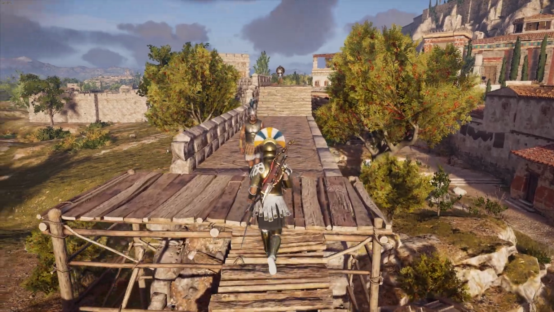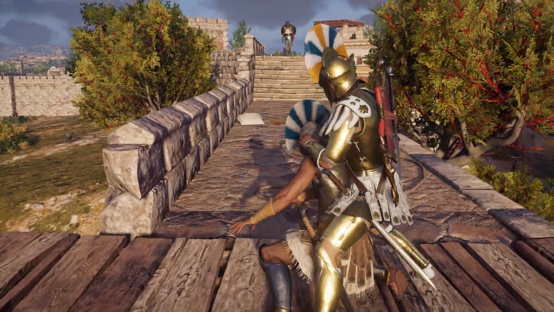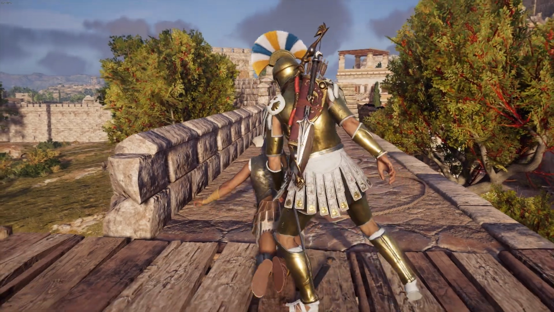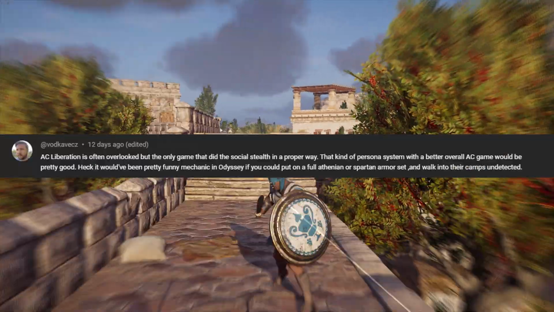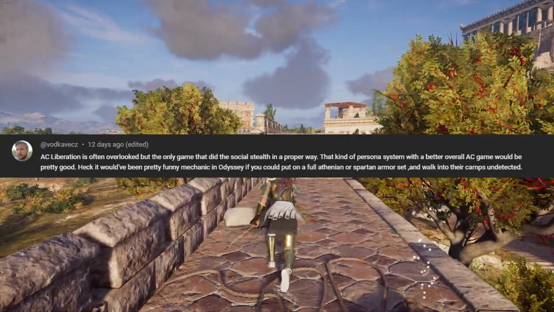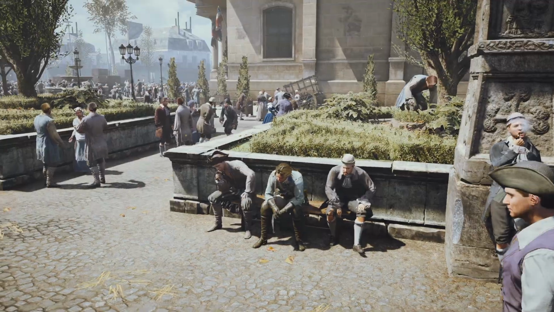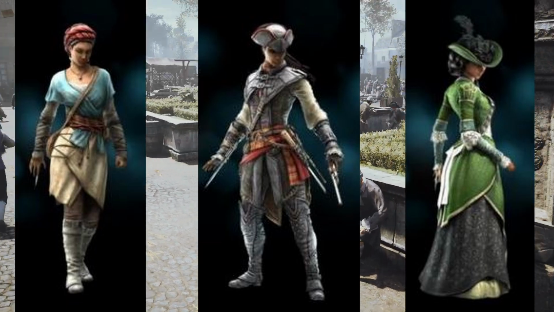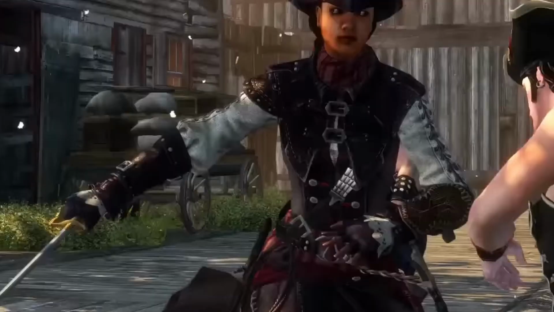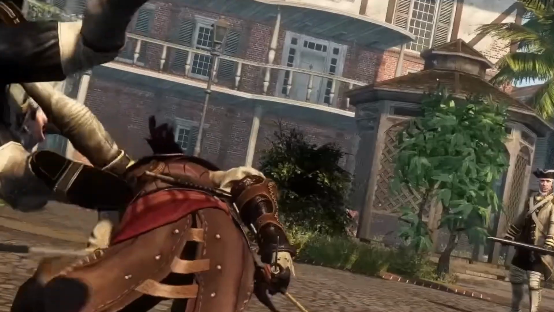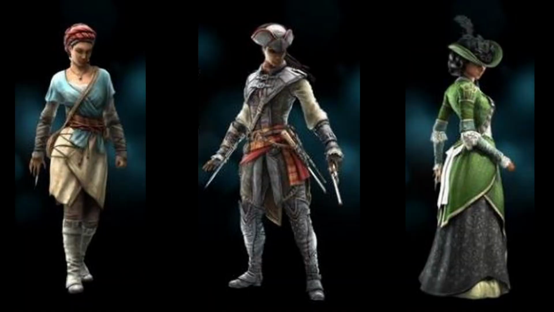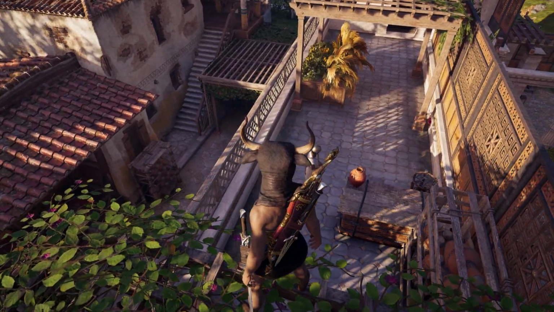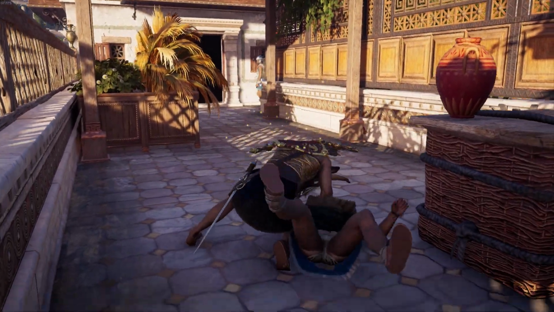In Odyssey, the player could wear Spartan or Athenian gear to enter camps without alerting guards. Alternatively, one commenter in my previous video mentioned the persona system in AC Liberation. For those who don't know or forgot, the persona system is a disguise system in the game. Evelyn, the protagonist, had 3 personas that she can change into, which would change her tools, abilities, and how enemies react to her. Personas were the lady, the slave, and the assassin.